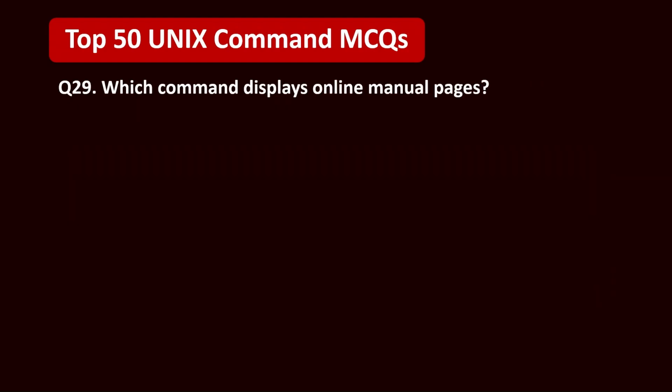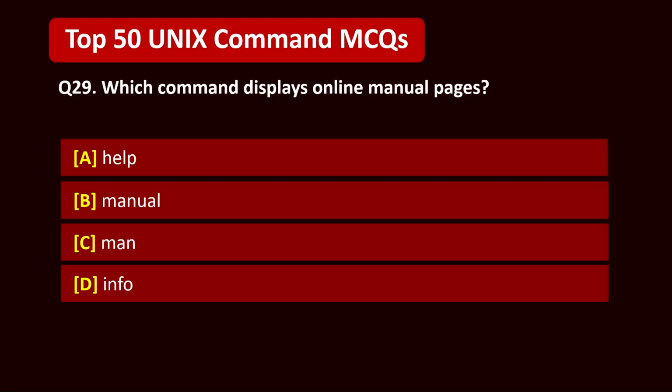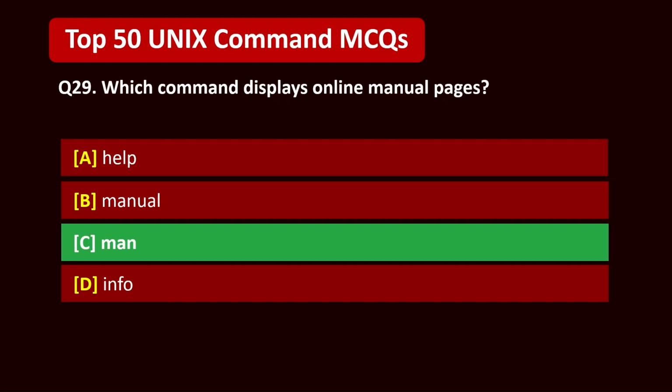Question 29. Which command displays online manual pages? A. Help, B. Manual, C. MAN, D. Info. Correct answer is C. MAN.